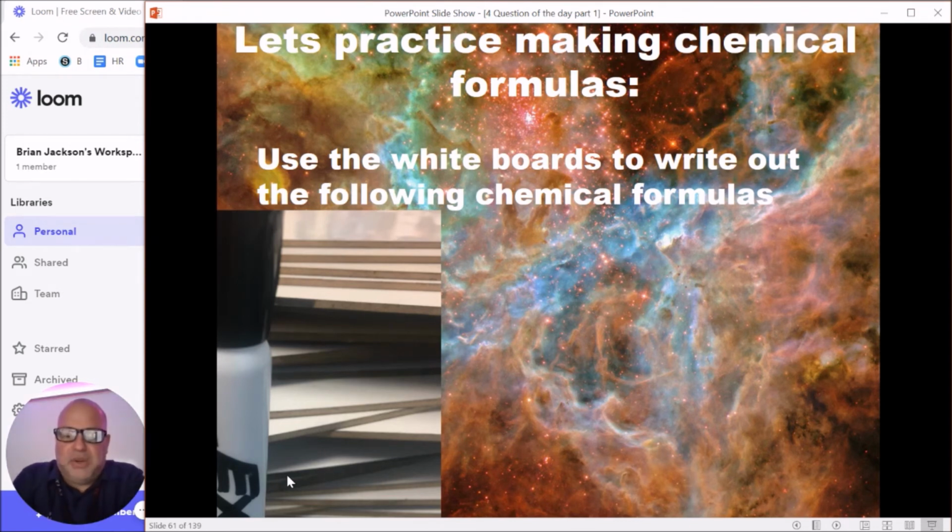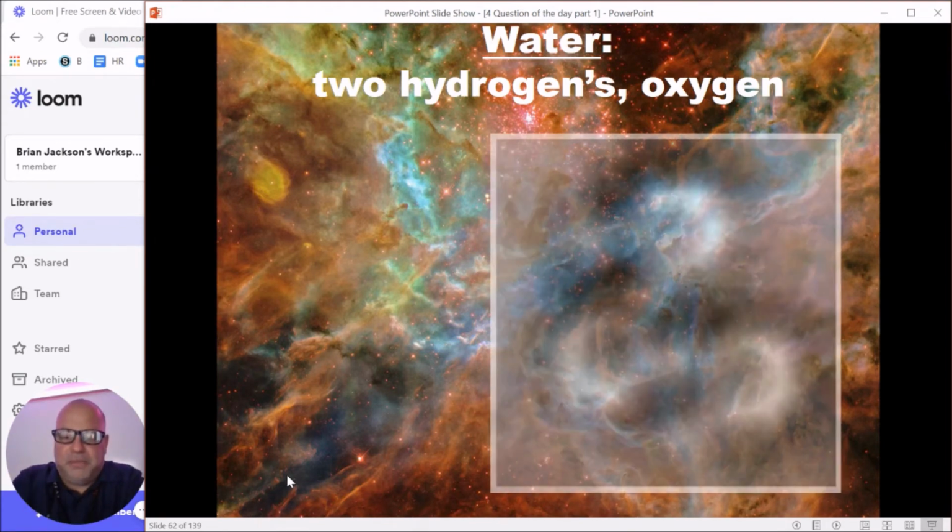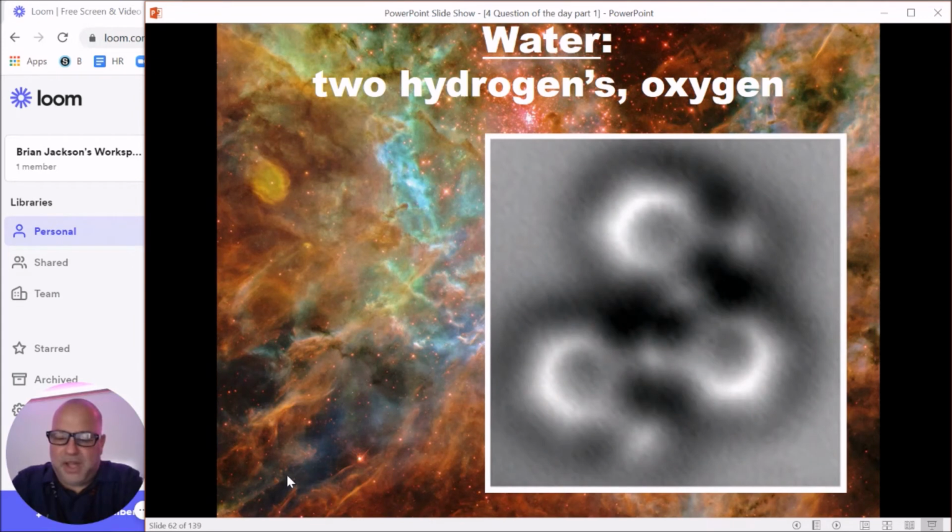So let's practice doing some of these. Normally we do this in class, but you can just grab a piece of paper at home and work on this and write down the chemical formula. So if I tell you water, write the chemical formula for water down. Here's my little picture, an actual photograph of a water molecule. Well, this is actually a couple water molecules, but you can see right here, here's the oxygen atom and two hydrogen atoms for us, right?